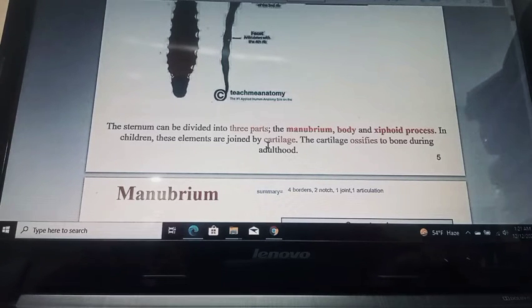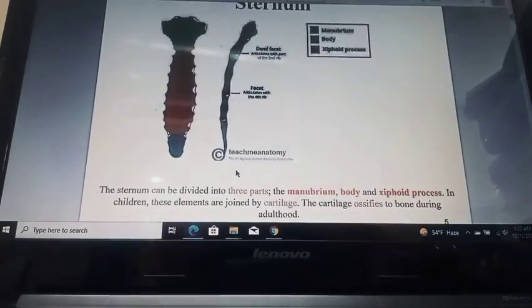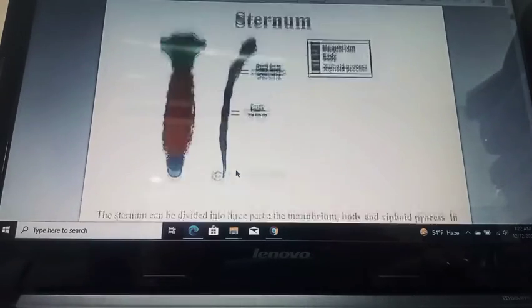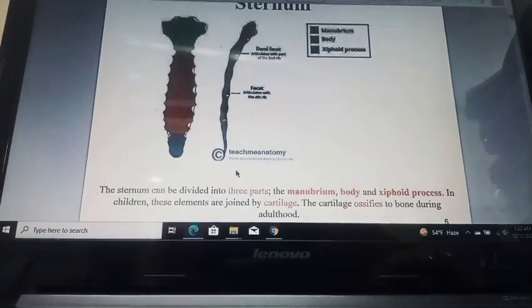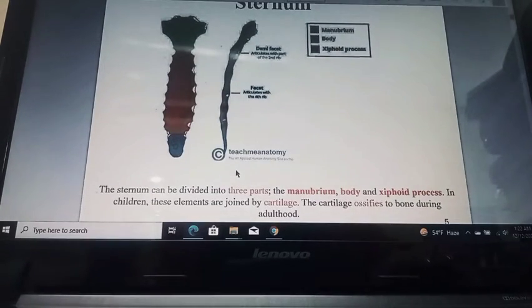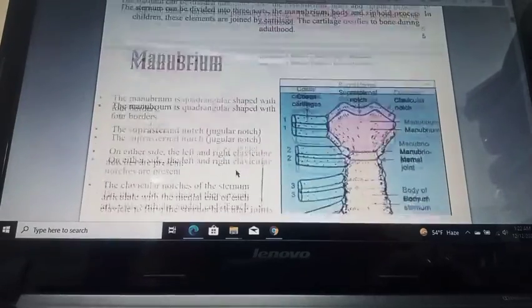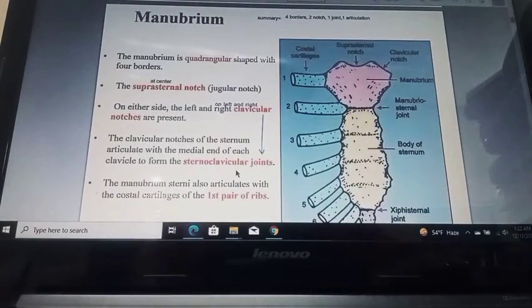As I told you before, it has three parts: manubrium, body and xiphoid process. Another important thing is that in children, these elements, the manubrium, body and xiphoid process, are cartilaginous, meaning they are made up of cartilage, but with age they are ossified to bones. So the components of the sternum are ossified from cartilage to bones with age. Now we will go into details.